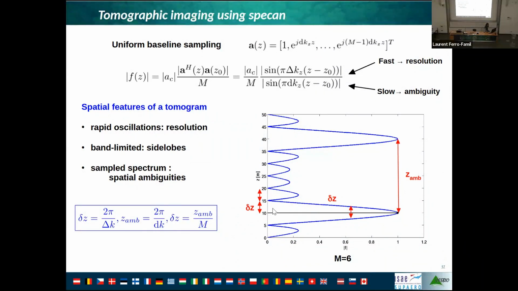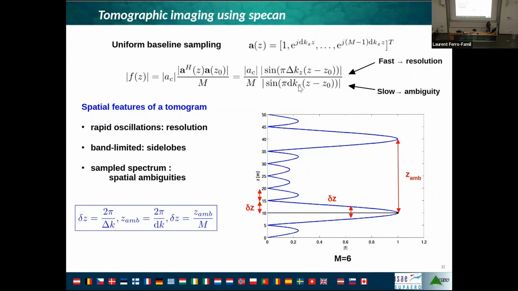this expression here. So delta z is called the resolution, because it is approximately the width of the main peak of the response of one single scatterer. So if I want to measure another one and be able to measure exactly the amplitude, the other one should be located where this function equals 0. Okay, so this is called the resolution, and this is called the ambiguity because this function is periodical. It repeats itself every z amp.